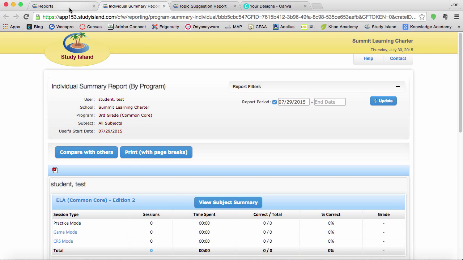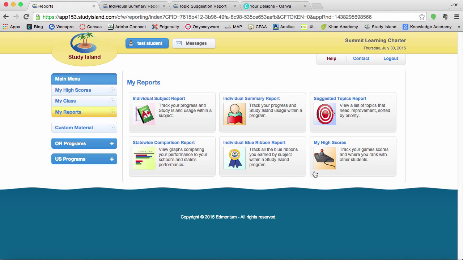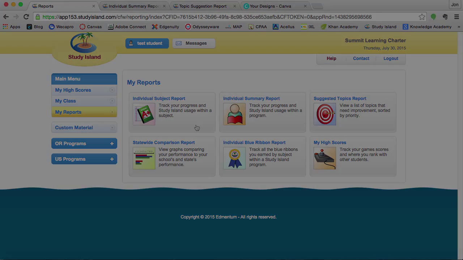So anyways, lots of different reports, lots of great tools for you to gauge and see how your student's doing. If you have any questions on reports or how to interpret reports, please contact a Summit staff member. We'd love to work with you to help interpret these, figure out which reports may be the most useful, or even how to interpret what you're reading in the reports.